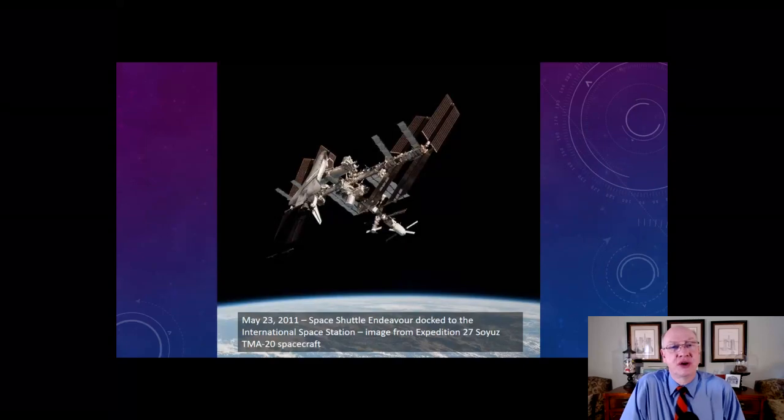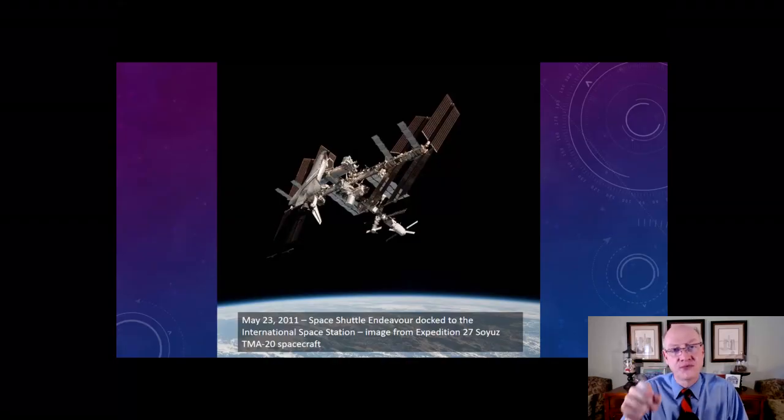When astronauts train today for doing orbital rendezvous, for example, here's a picture of the space shuttle Endeavour docked to the International Space Station in May of 2011. When we train astronauts today on orbital rendezvous, they have to keep all of these orbital mechanics in their head. They have to realize that if they make a maneuver, it's not just thrusting towards the thing you want to get to. You have to think about the consequences of that.